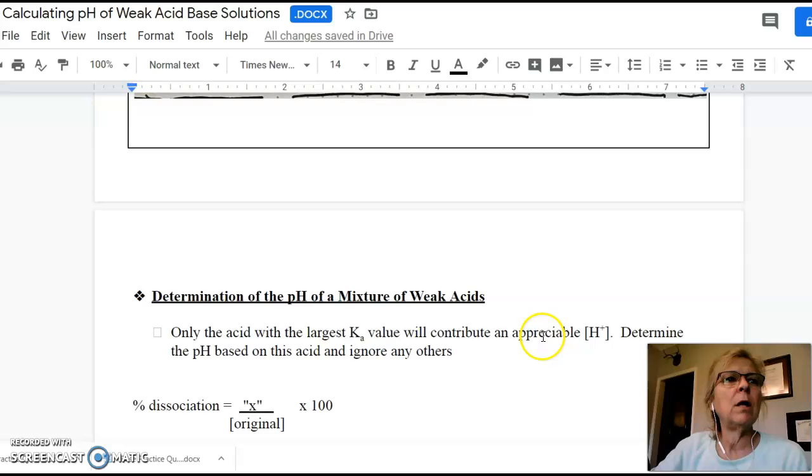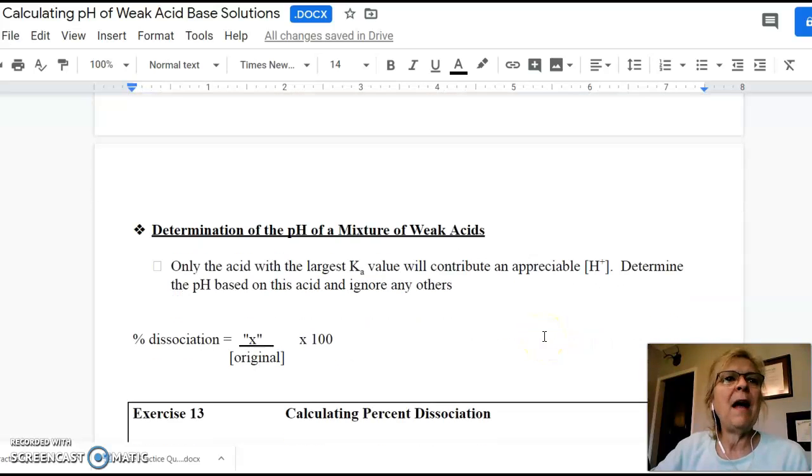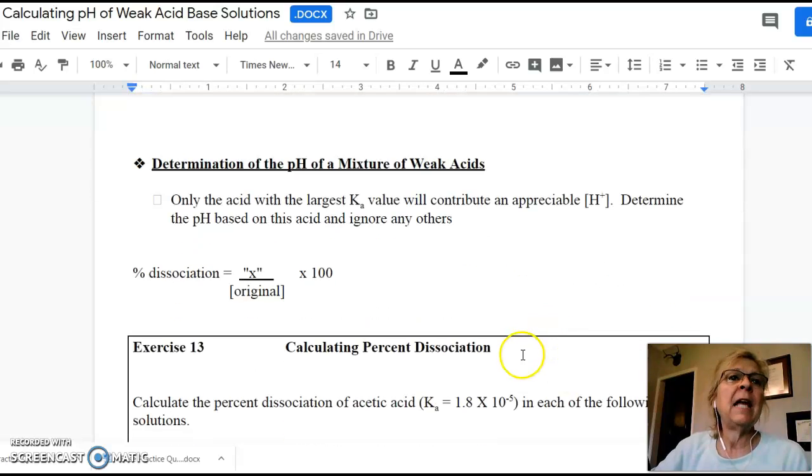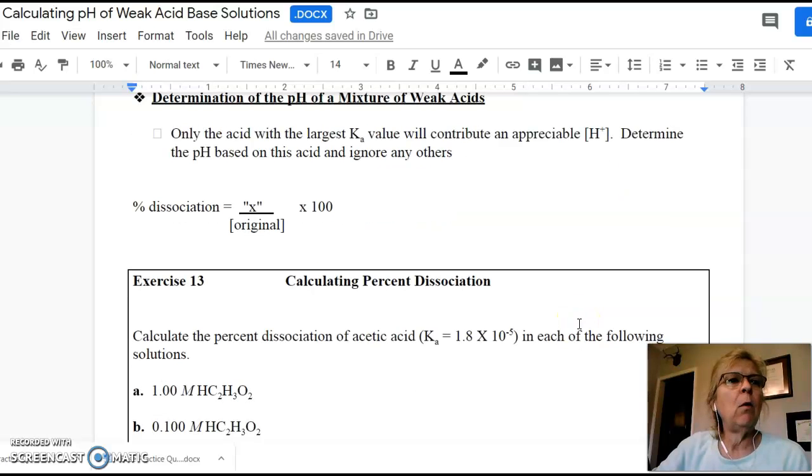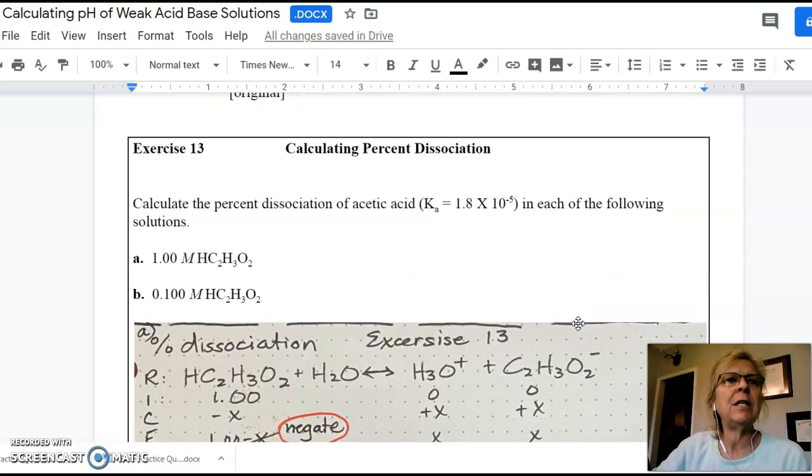All right, so then we go on to the next one. What if we have more than one Ka value in a mixture of acids? Then we usually just use the largest one, simply because it is the one that is far more powerful than the rest of them. All right, so we go on to another type of calculation, and that is what if we need to calculate the percent dissociation. This is what percent of our acid is breaking apart into its ions.